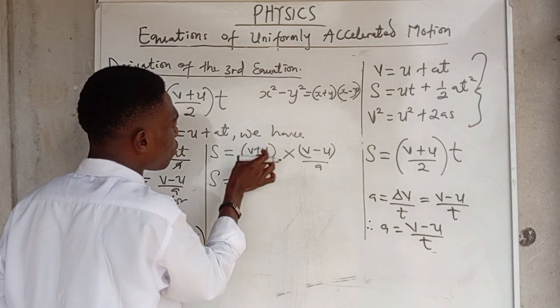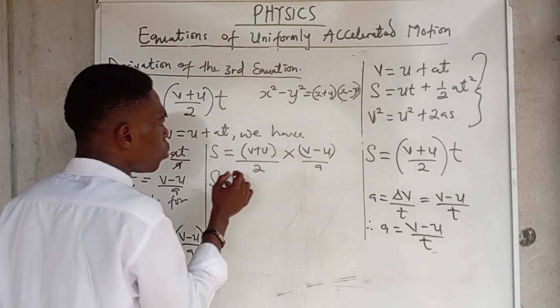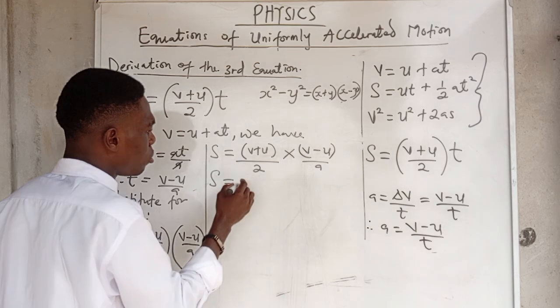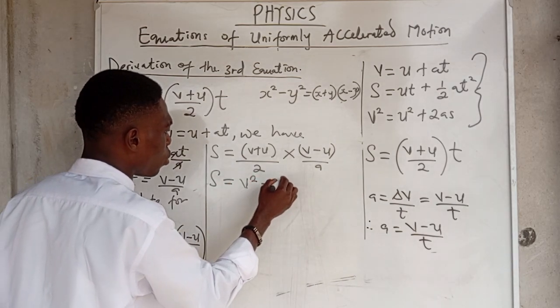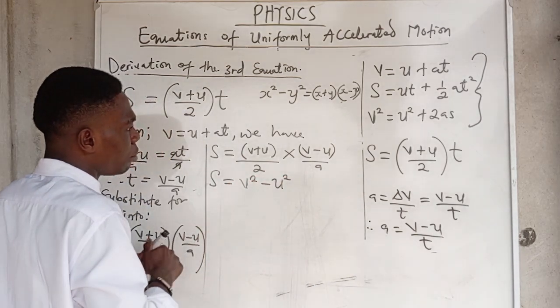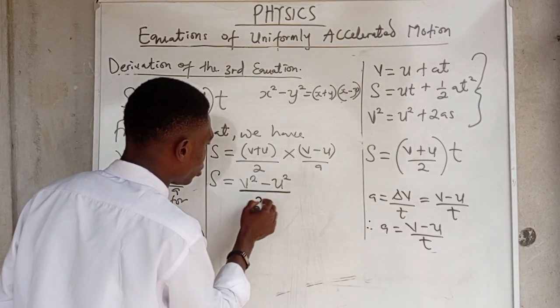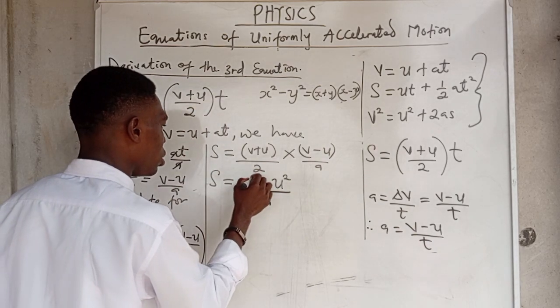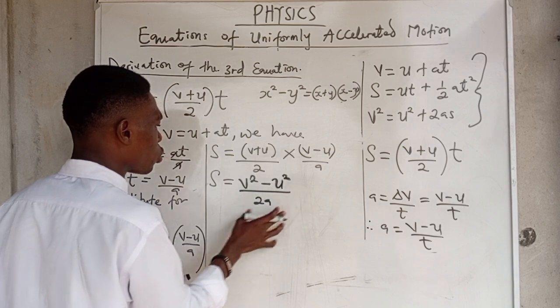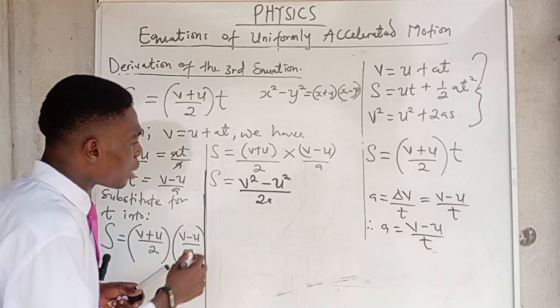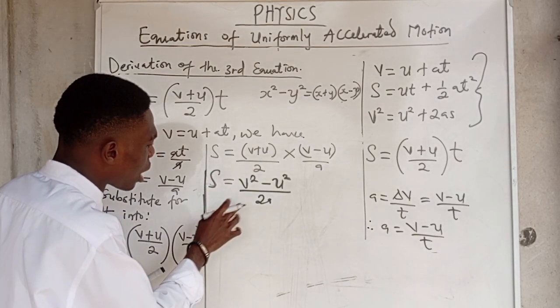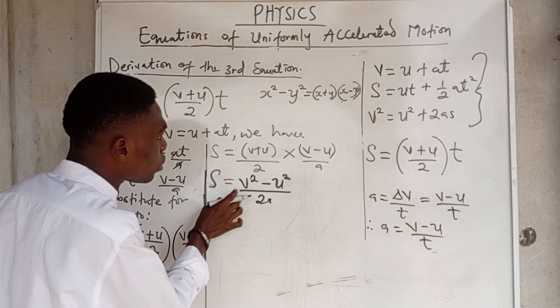So now that we have v plus u, v minus u, how do you think we can write it? It's going to be what? v squared minus what? u squared. That's, I'm simplifying the numerator. Then 2 times a is equal to what? 2a. Are we following now? This is v squared minus what? u squared all over what? 2a.